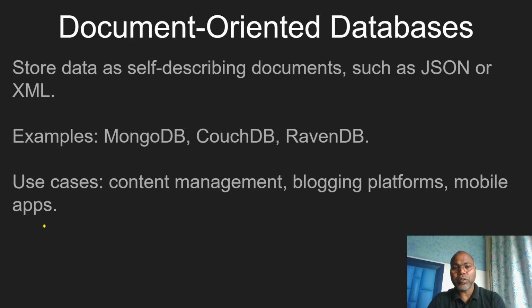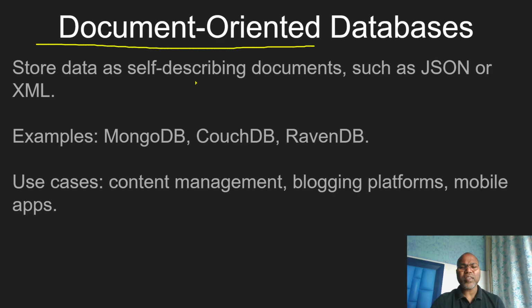Next, we'll talk about the document oriented database. Document means one key and one document that is self-describing and contains everything. Let's say about one employee: the employee name, age, department, permanent address, everything is contained in one document.